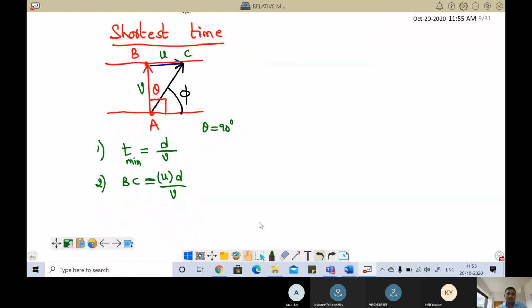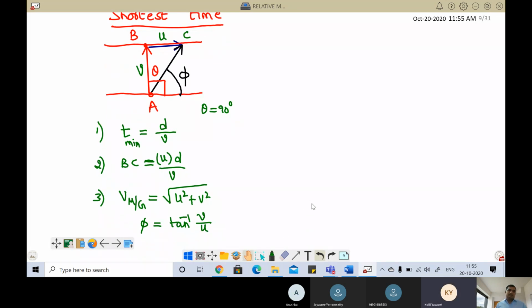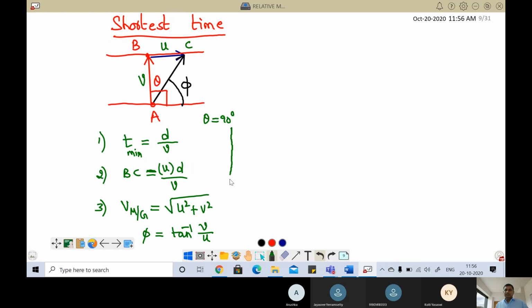And then the third one. What about the third one? The magnitude of AC, that is the velocity of man with respect to ground, is how much? Root of U square plus V square. And phi is tan inverse V by U. Correct. So these are the standard results. Understood? Side by side, you also write down the general results.